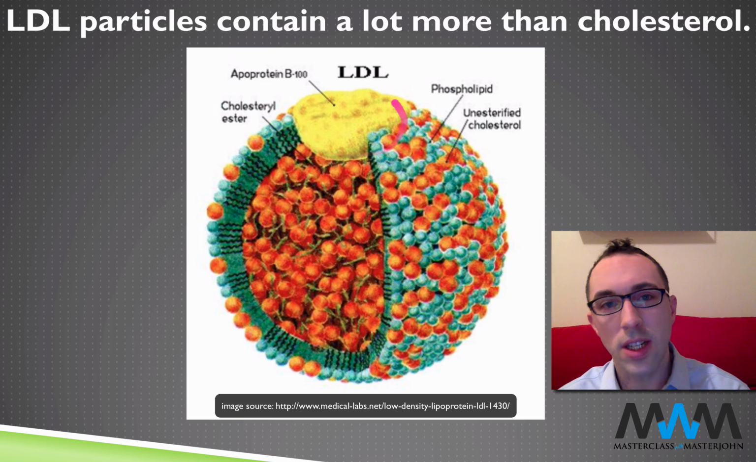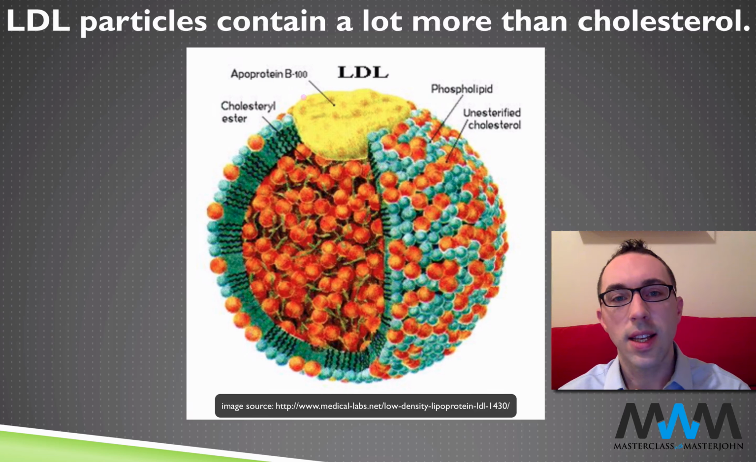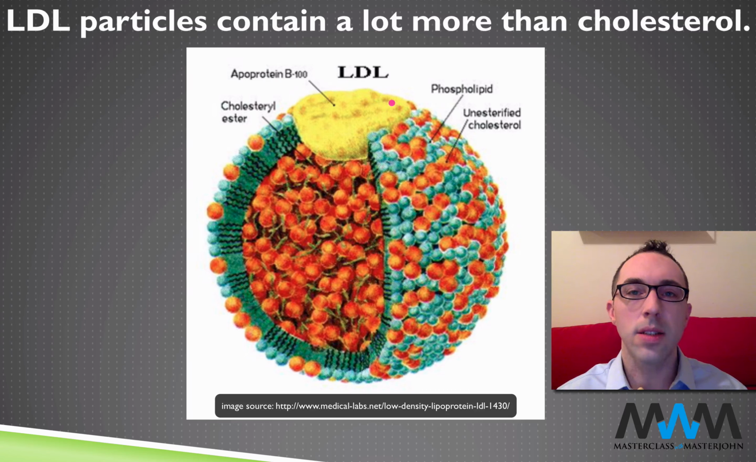You have a protein called ApoB in the LDL membrane. You have other proteins as well, but ApoB is the one that's allowing it to interact with receptors to control where the LDL goes and what kind of cells take it up.